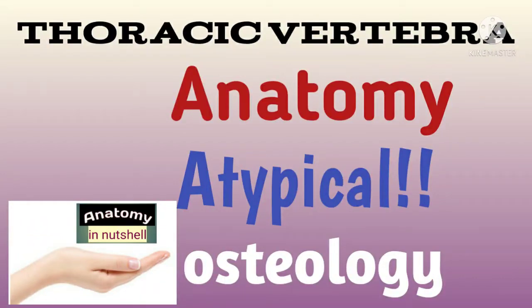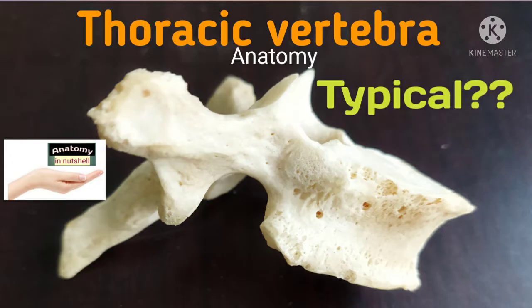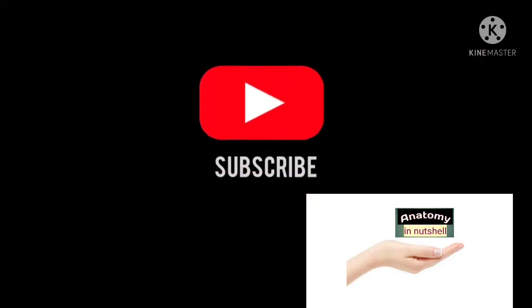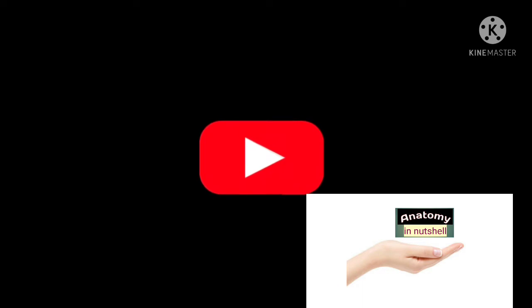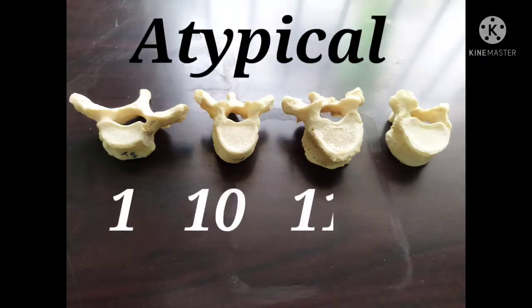In this video, we are going to see atypical thoracic vertebrae. The typical thoracic vertebra features are already described in a separate video. I will give the link in the description box as well as in the I button. Please watch the video. The atypical thoracic vertebrae are the first, 9th, 10th, 11th, and 12th thoracic vertebrae.